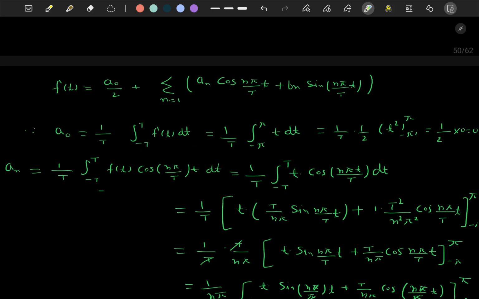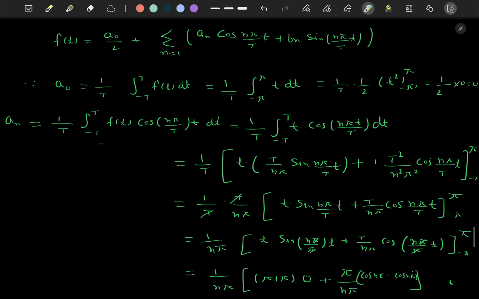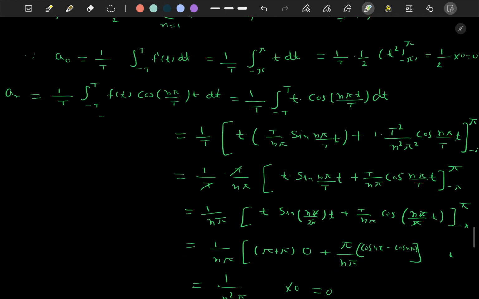So 1 by pi equal to t squared by 2 from minus pi to pi, pi squared minus pi squared, since it's an even function it is 0. No, we could also see it from here. We can look at the solution of this a naught from this integration also. Because t is an odd function and the limit is minus a to plus a, we know that the integration of an odd function in the limit of minus a to a is always 0. And a n equal to 1 by T integral from minus T to T f of t cos n pi t by T dt equal to 1 by pi integral from minus pi to pi of t cos n t dt.